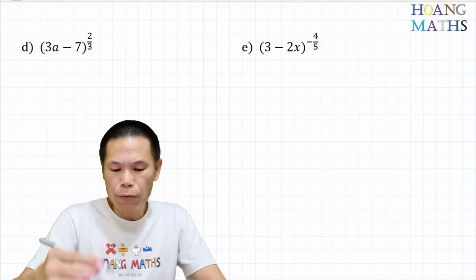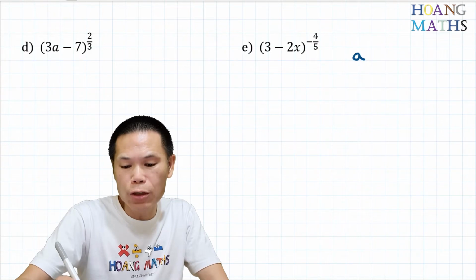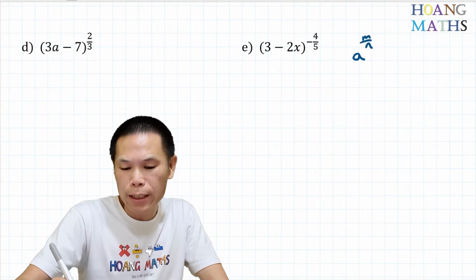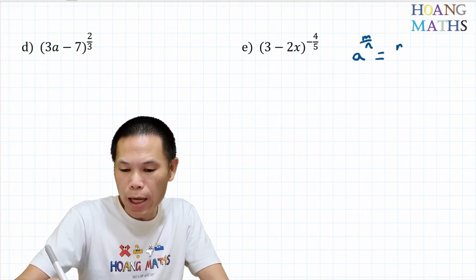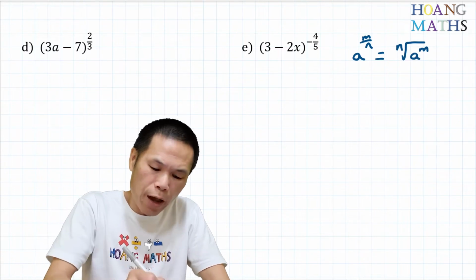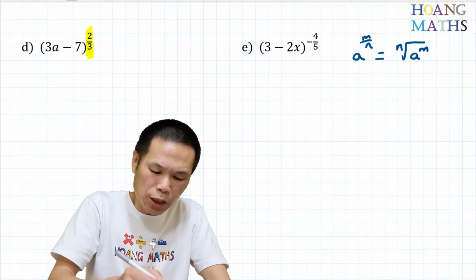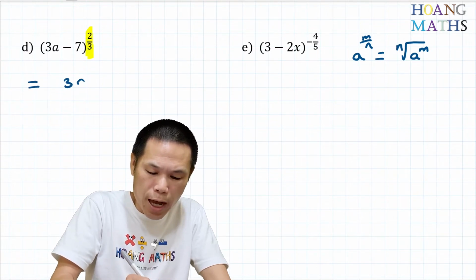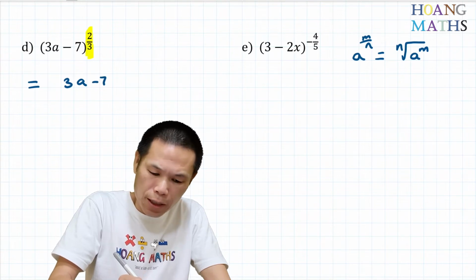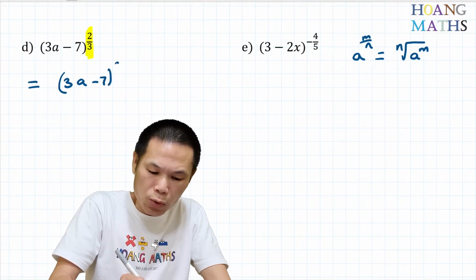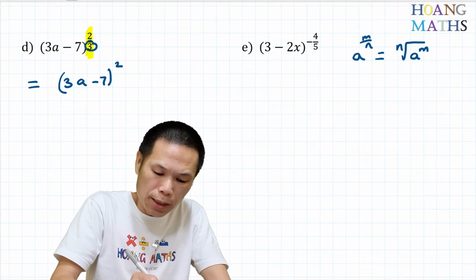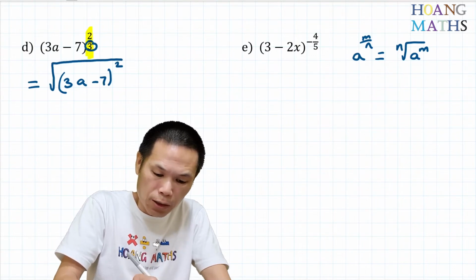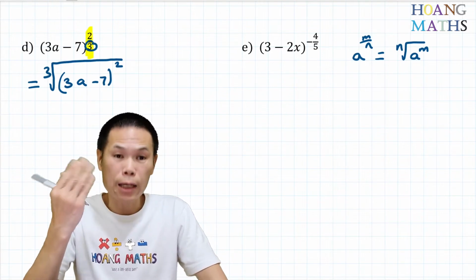Part D. First of all, we know that I to the power of m over n will give me n root of I power of m. And we have power of 2/3. So this is equal to, we have 3i minus 7 first, and then the 2 is just square. And the 3 here is actually cube root. Let me just write this down first. So then it's cube root. Okay, that's what that meant.